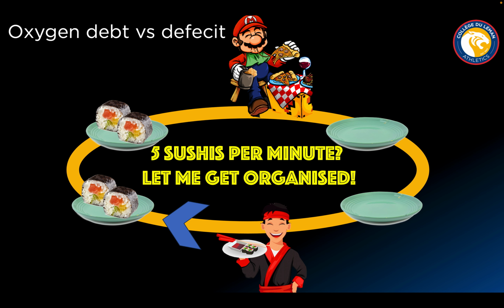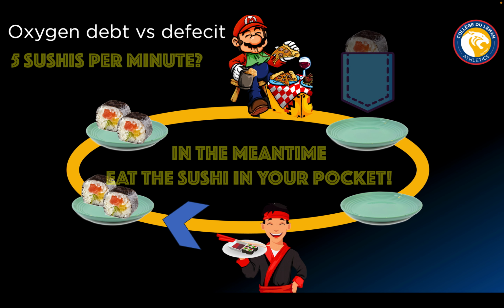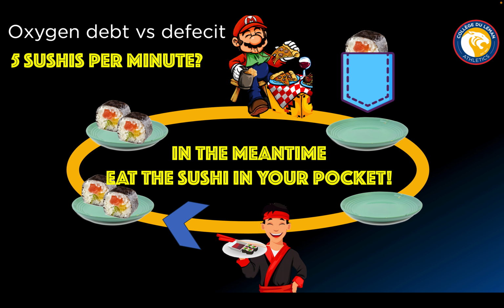That's what Mario's doing here. He's got some sushi in his pocket. So while I'm getting organised, Mario is going to have to get that sushi in his pocket and get eating that, because I'm sorry, I can't provide enough for you just now. So take that sushi out of your pocket and go for that stuff while I'm getting myself organised.